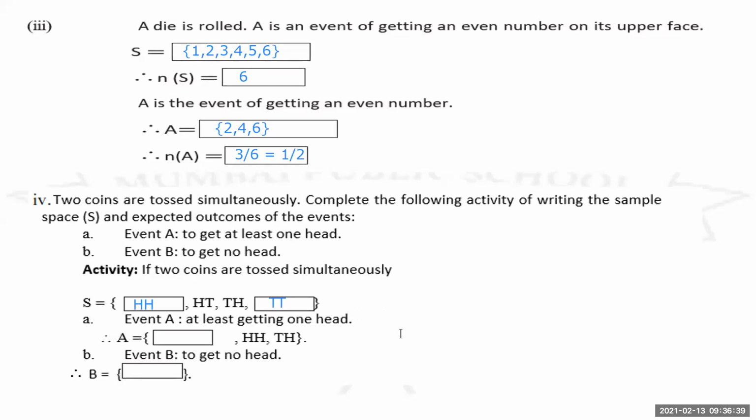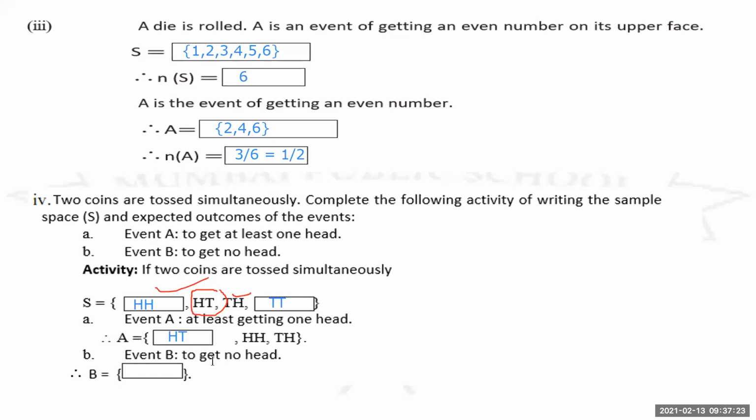Heads, tails. Now, A is an event: at least getting one head. Understand? At least, maximum can be more than one. So check, already two events are given to you. In the sample space, HT is already given, TH is given and HH is given. So with head, HT is remaining. Understand? These boxes are interlinked, so if you check the first box, you'll get the other box. So here the answer will be HT.